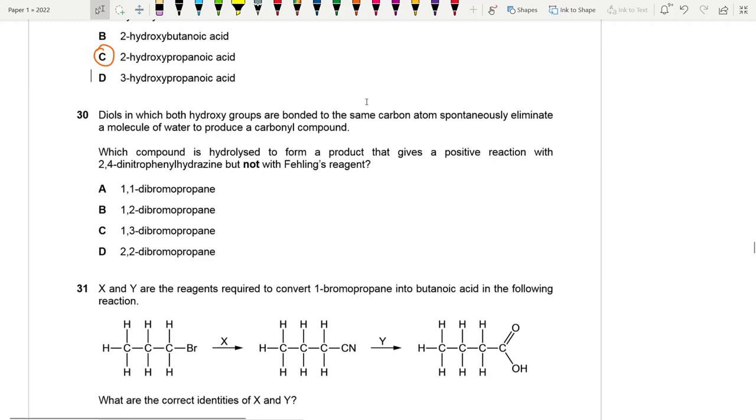30. Diols in which both hydroxy groups are bonded to the same carbon atom spontaneously eliminate a molecule of water to produce a carbonyl compound. Which compound is hydrolyzed to form a product that gives a positive reaction with 2,4-DNPH but not with Fehling's? We're basically looking for a ketone, not an aldehyde. Okay. So the first one is CH3CH2CHBr2. This is 1,1-dibromopropane.